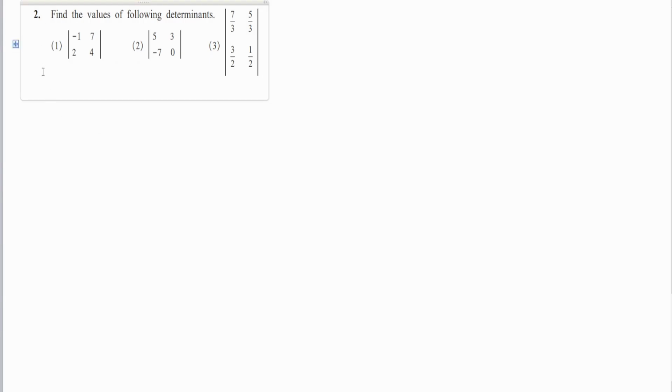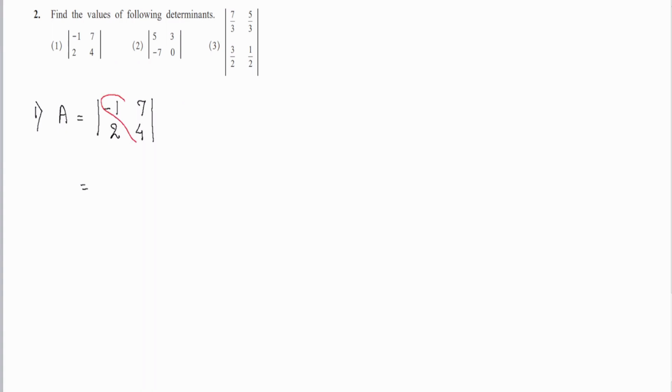अब हम सॉल्व करने वाले हैं प्रैक्टिस सेट 1.3 का सेकंड क्वेश्चन, फाइंड द फॉलोइंग वैल्यूज ऑफ डिटरमिनेंट्स. Okay, so let's solve first question. Now we have determinant. Suppose this is A is equals to -1 7 and 2 4. अब इसकी वैल्यू हमें फाइंड आउट करनी है. So what will be the value? सो किस तरह से हम इसे सॉल्व करते हैं?